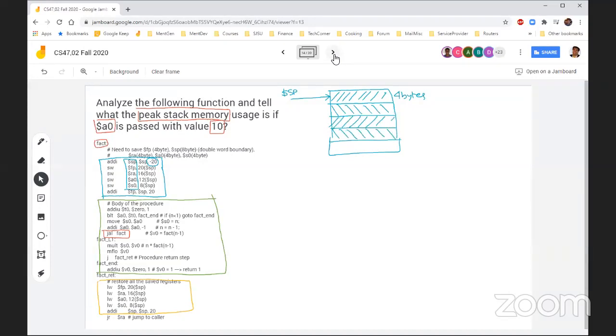So 1, and 2, store word. 1, 2, 3, 4. Okay. 4 bytes, 4 variables. So we are basically storing 16 bytes. Okay. And moving, so this is 16 bytes.